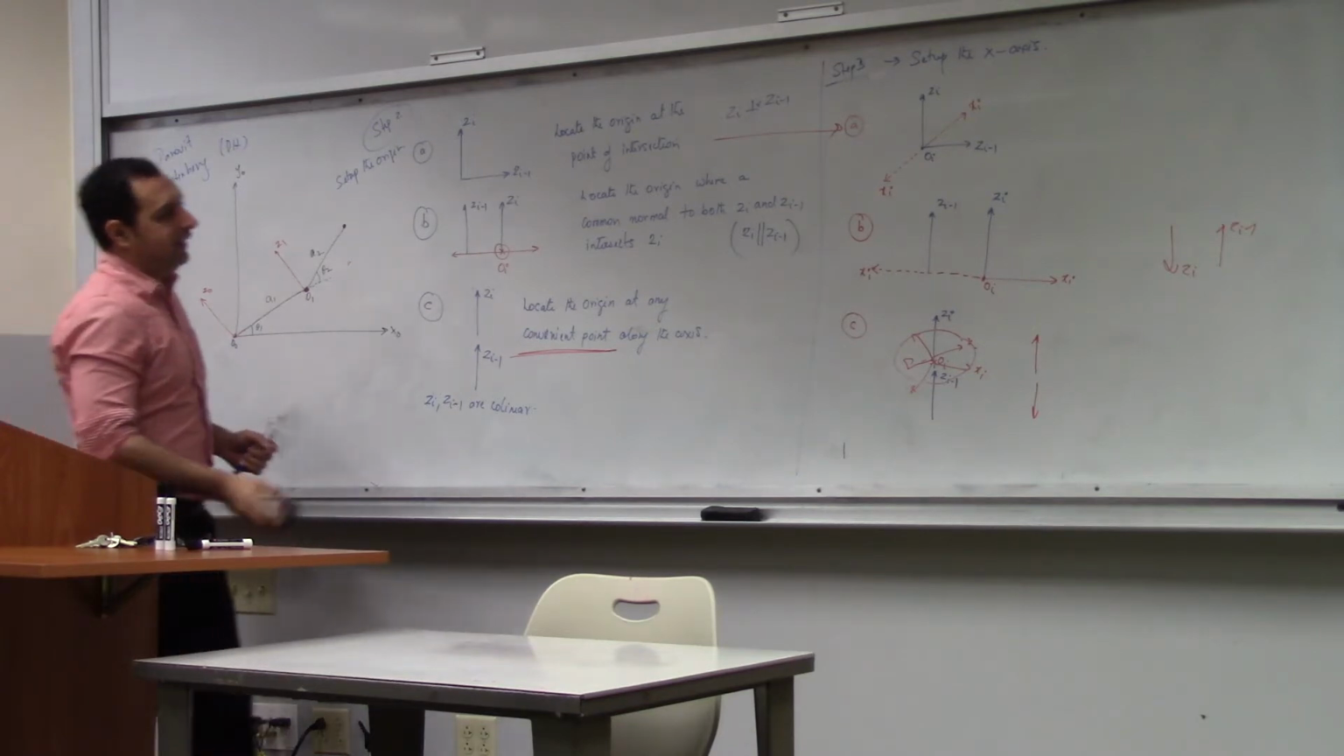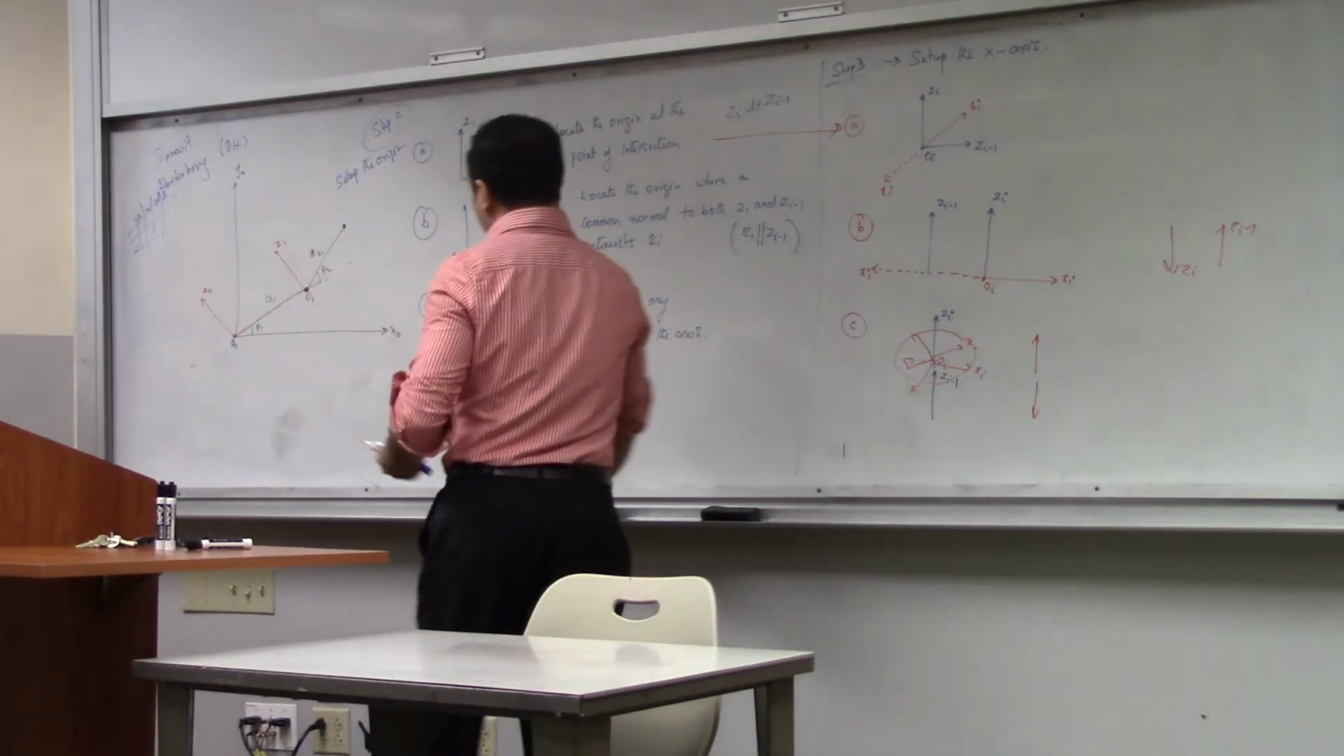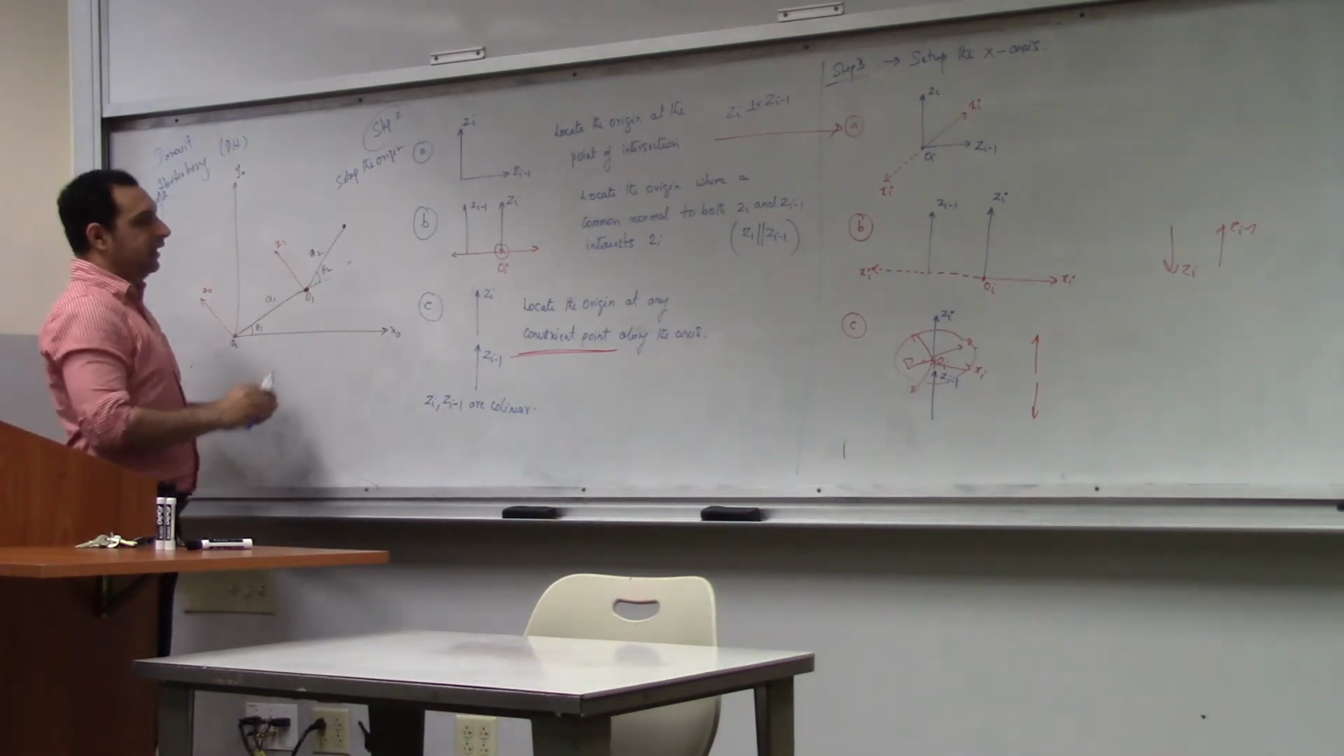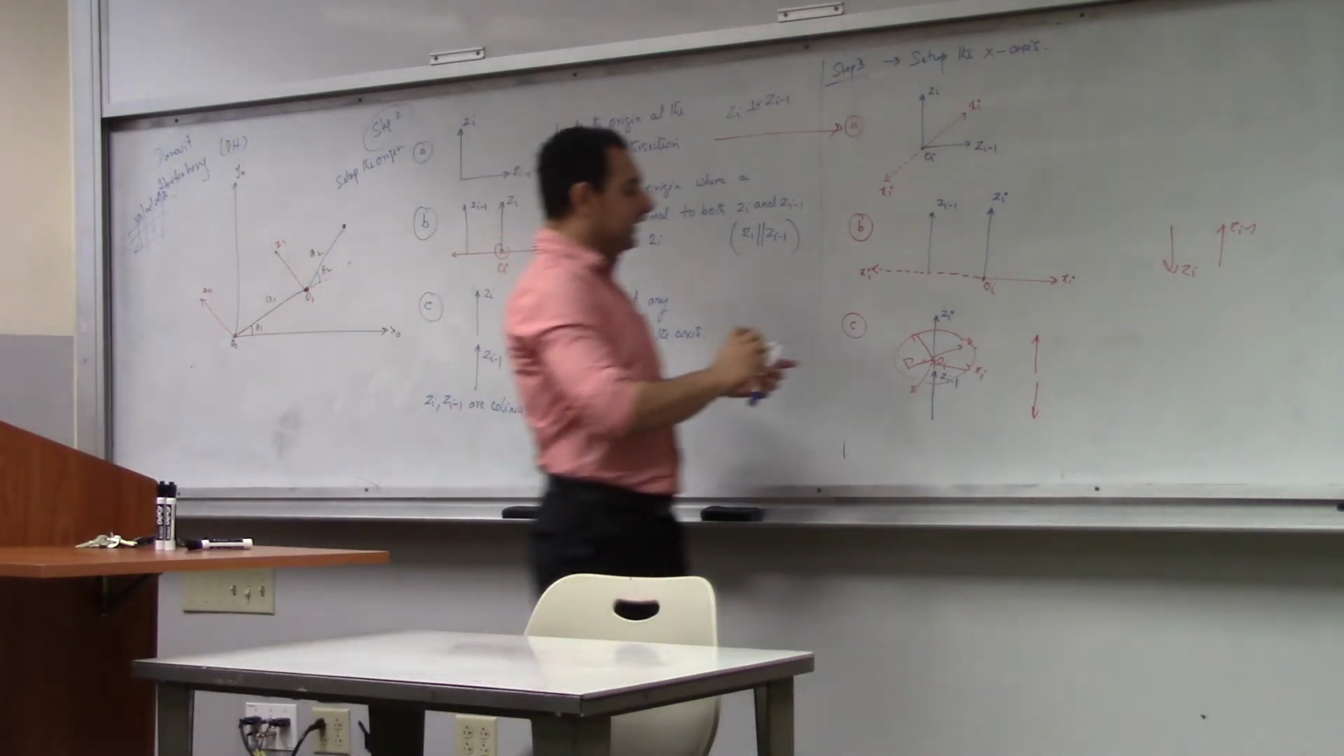Okay, so once the x-axis is fixed, that's final. The last thing that we do is we add a frame, add the end effector frame. So step 4 is add the end effector frame.